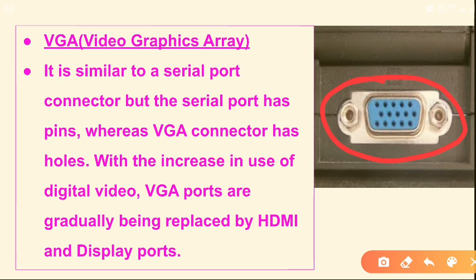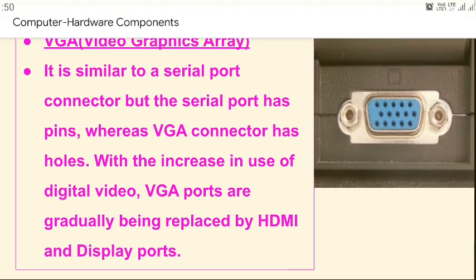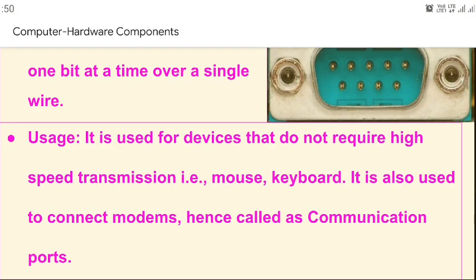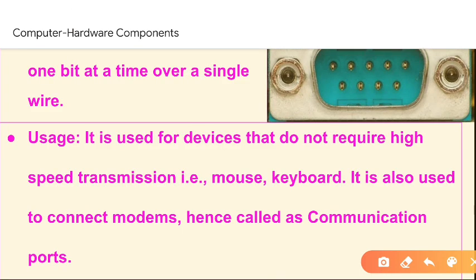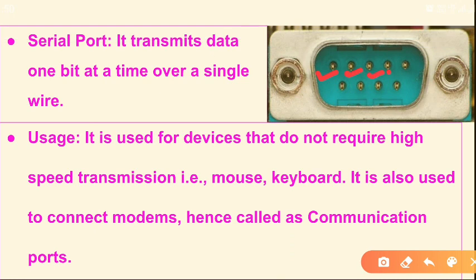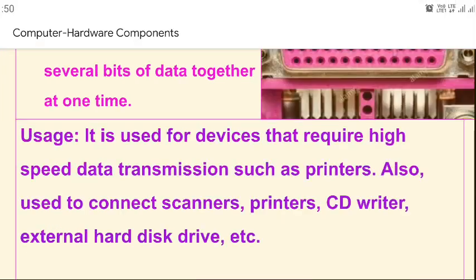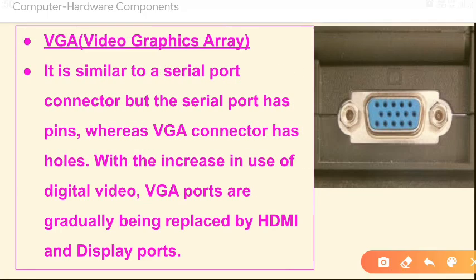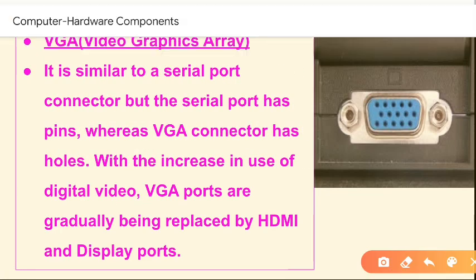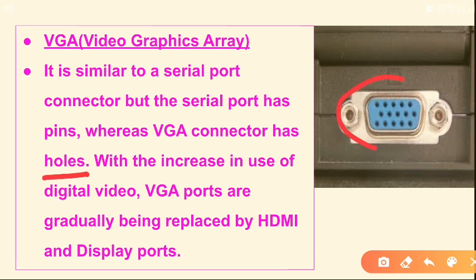But the serial port has pins. If you look at the serial port diagram, see, this has pins. These are the pins. There are 9 pins over here. On the other hand, the VGA port has holes in it. Can you see these holes? These holes in this blue color.